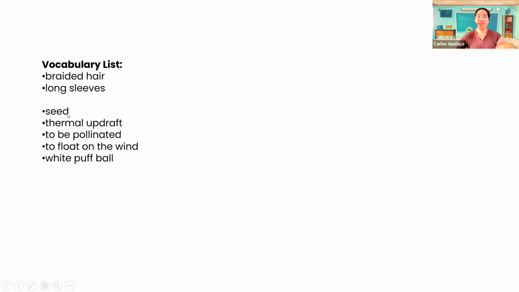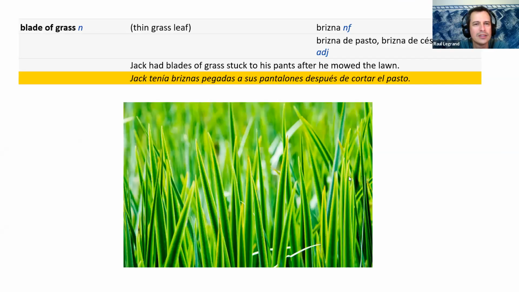So then we have long sleeves. You know, the sleeves. This is short sleeves. My shirt is long. Yes, short sleeves. Short sleeves. Long sleeves. Seat. You know the seat? Yes. When you want to grow. Exactly. So now focus on this part.